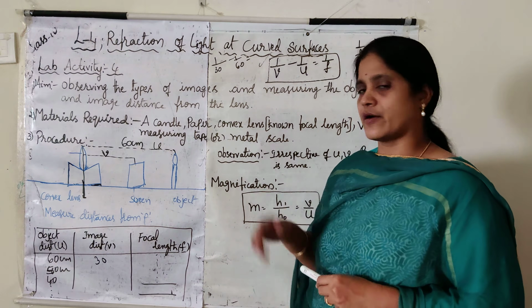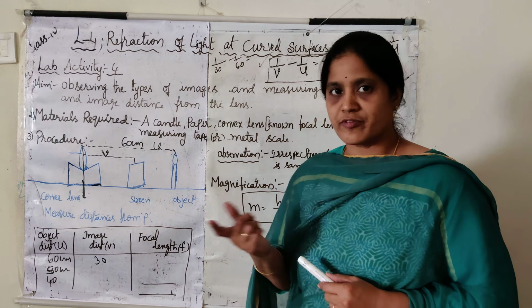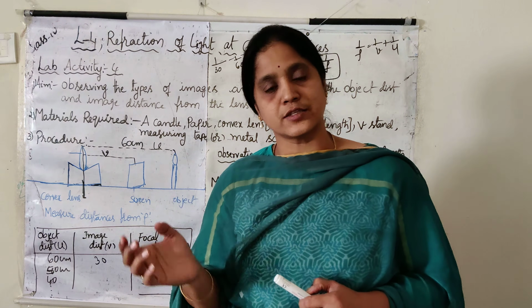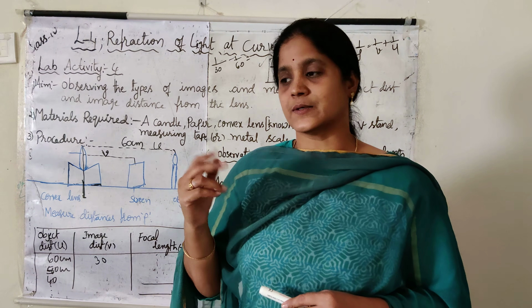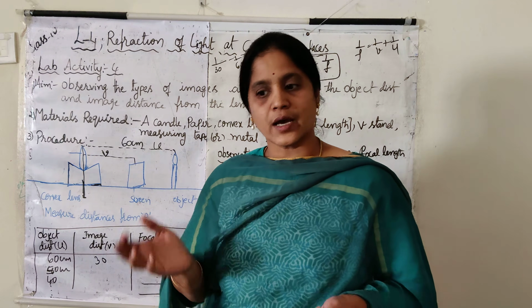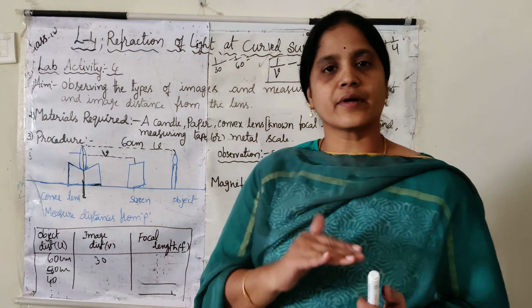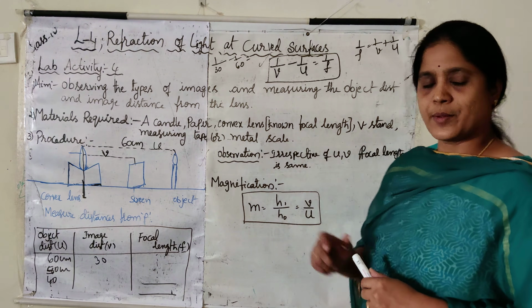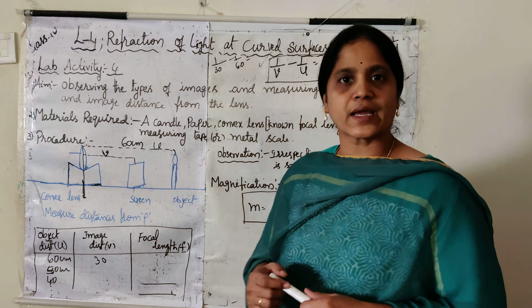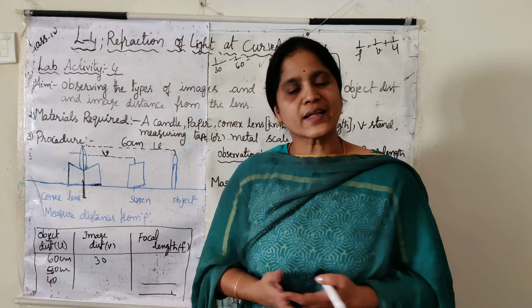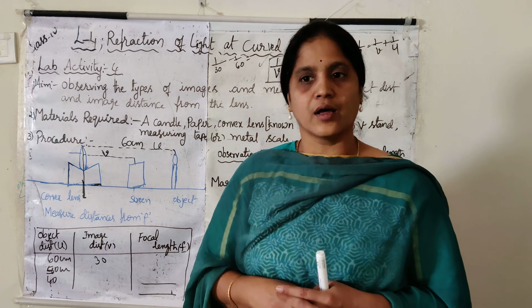Okay children, now in lesson 1 we have magnification. I am always comparing lesson 1 and lesson 4, because while you are preparing for the exams you will get confused. That's why I am comparing the mirror and the lens and explaining. Now coming to magnification. So what is magnification? Magnification is nothing but comparing the size of the image with the size of the object.